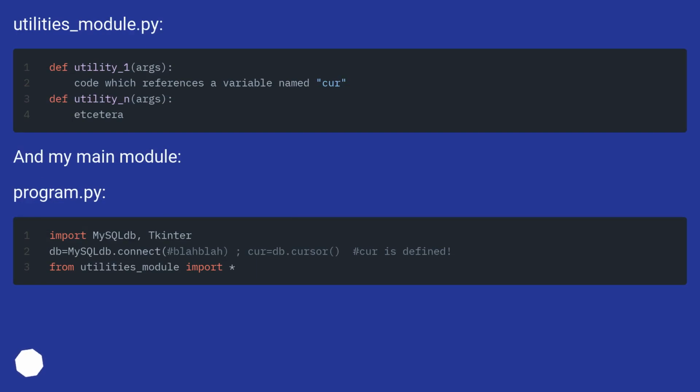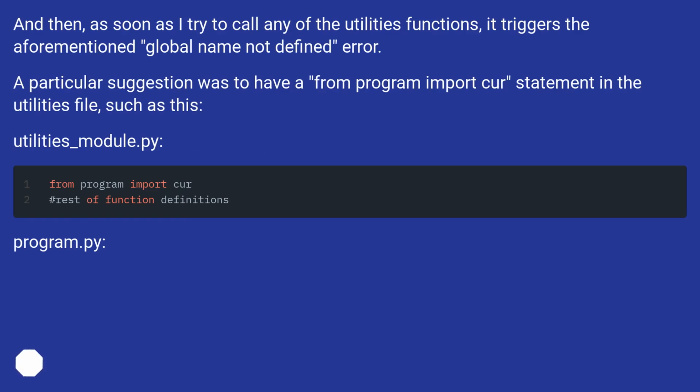utilities_module.py and my main module, program.py. And then, as soon as I try to call any of the utilities functions, it triggers the aforementioned global name not defined error. A particular suggestion was to have a from program import cur statement in the utilities file, such as this.